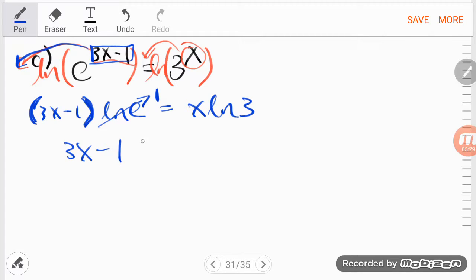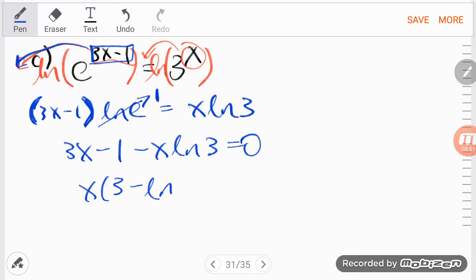So let's continue. 3x minus 1 on the left, on the right hand side, I have x minus 3. So I'm gonna bring that x minus 3 over. Minus x ln 3 is equal to 0. Let me bring the 1 over there. Okay. And then I'm gonna factor the x out. So I'll have x times (3 minus ln 3) is equal to 1.